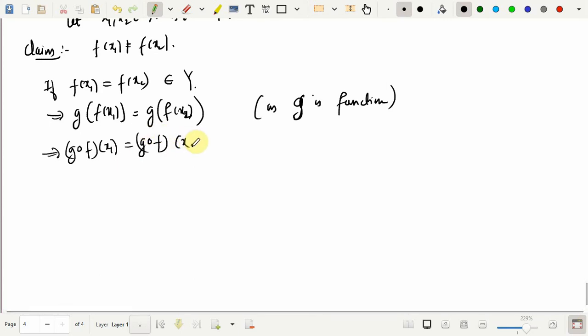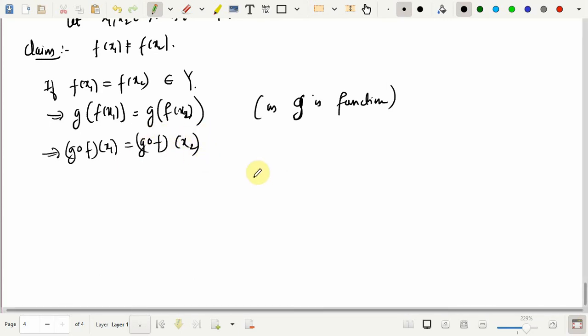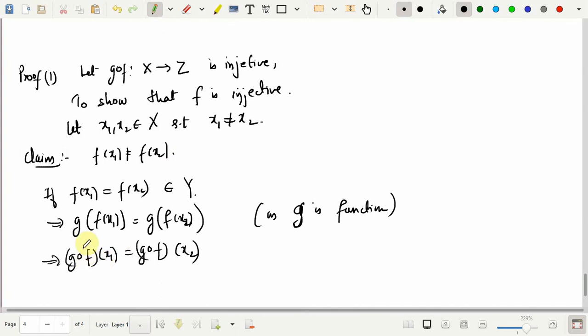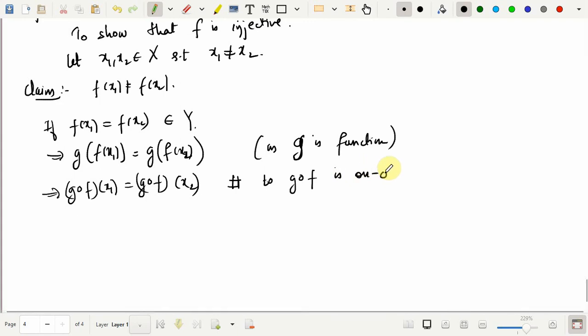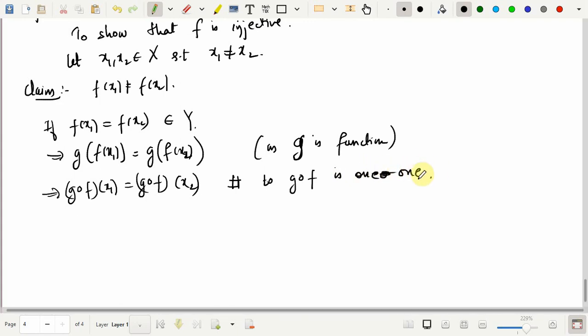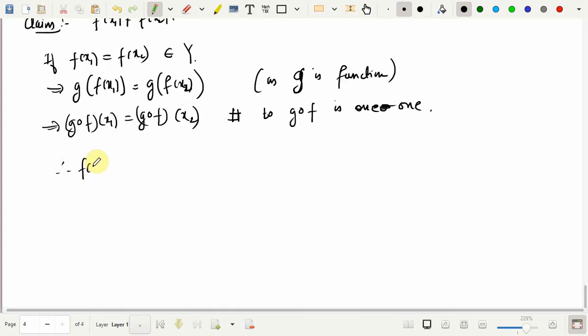So what is happening? We see that G composite F maps two distinct points to the same image. Is that possible when it's already given that G composite F is injective? So this is not possible. This is a contradiction to the fact that G composite F is one-one. Why are we getting this contradiction? Because we assumed that f of x1 is equal to f of x2, which will never happen, and therefore f of x1 is not equal to f of x2. This is enough to say that f is one-one.